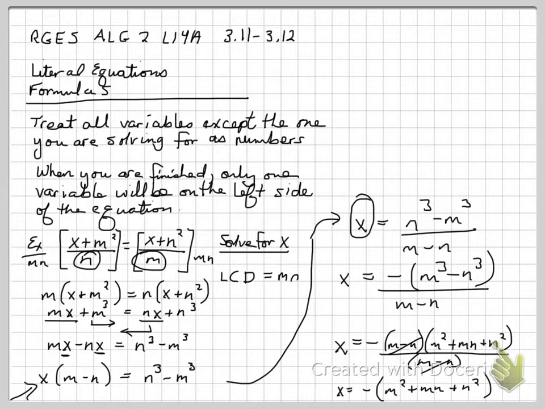I've gone ahead and factored out a negative sign so that the m minus n would be in the same order, the m's and the n's in the same order in both the numerator and the denominator. So that's what's going on in that next step. And then what I've done is recognize that my numerator is the cube. So I need to remember my factoring of a cube, and that's what I've done here.